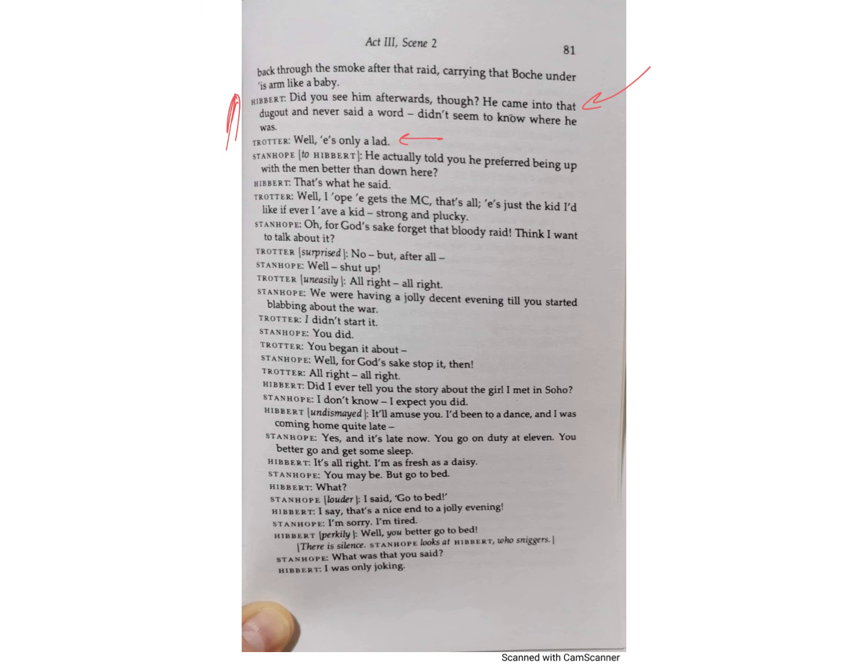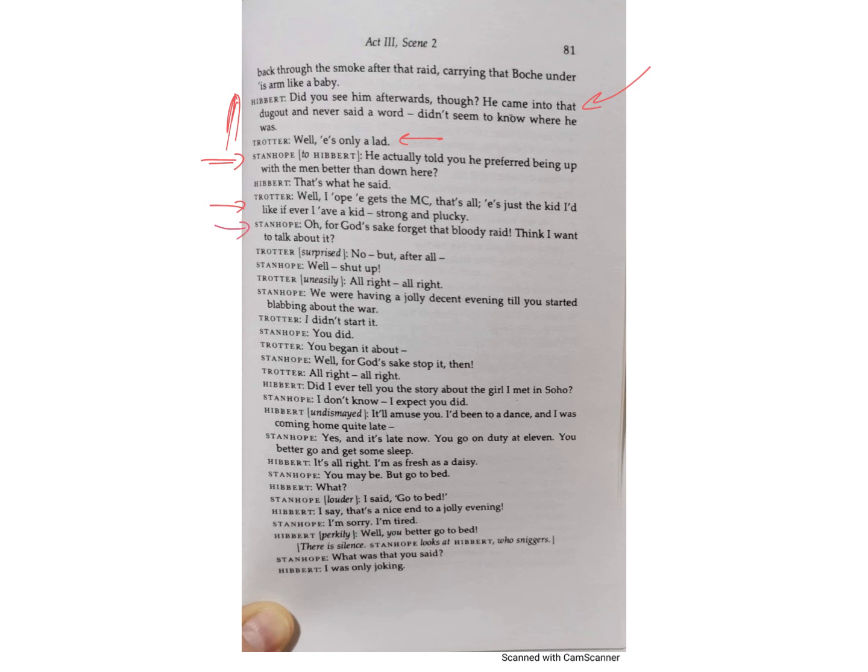And you get the idea that Stanhope is fixed on that idea. He wants to verify his facts. He actually told you he preferred being up with the men better than down here. That's what he said. Trotter's still looking at his courage. Well, I hope he gets the MC. He's strong and plucky.